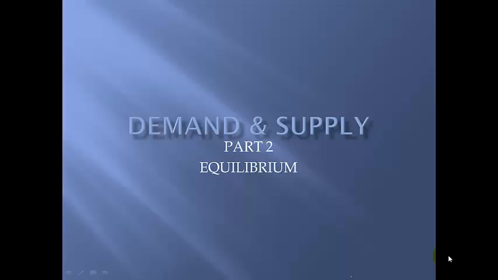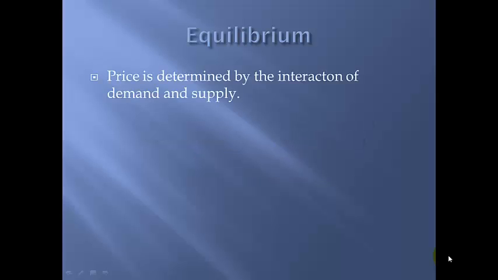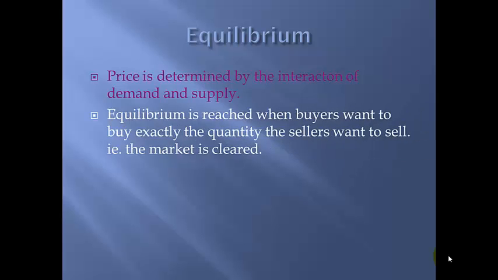This is the second part of this demand and supply series, part 2, where we look at the interaction of the two curves and equilibrium conditions. Price is determined by the interaction of demand and supply. Equilibrium is reached when buyers want to buy exactly the quantity the sellers want to sell, i.e. the market is cleared. There's no products or services left in that market.